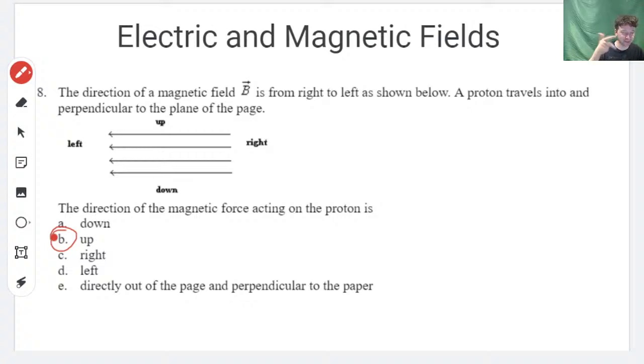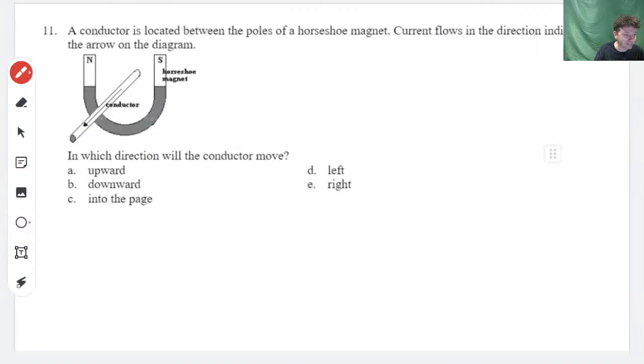Okay, it's a good one to practice. Not too much though. Practice it too much, it starts to hurt your wrist. Okay. Oh, we're going to practice it again.